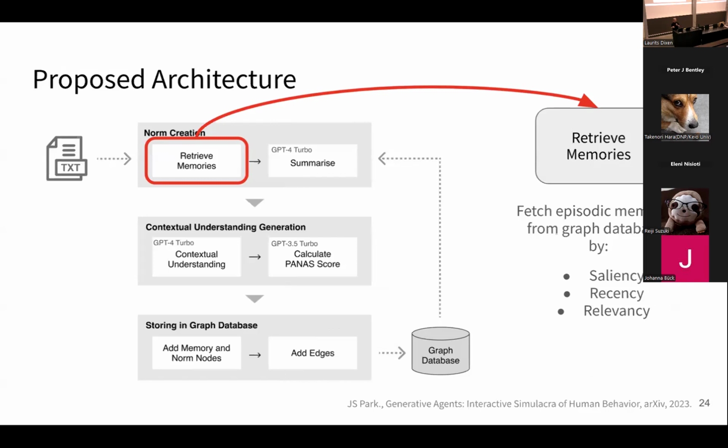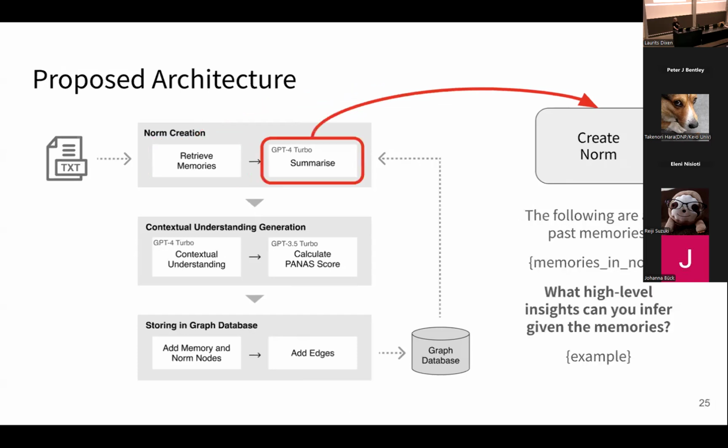To do this, we retrieve the avatar's memories. Like before, we have this memory stream or memory bank that holds all the memories. We retrieve relevant and salient memories, and we summarize them, asking what high-level insights can you infer given these memories? So this creates this norm object, which we're going to use later.